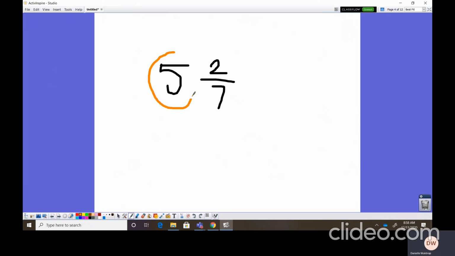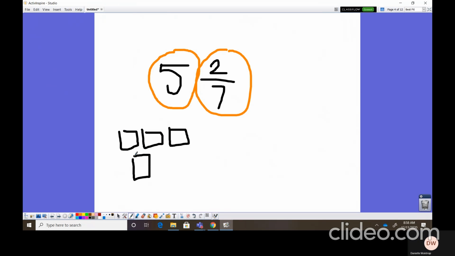Good. The whole number is the 5. What is your fraction? Good, 2/7. So if I wanted to draw this one real quick, I would draw 5 squares. So 1, 2, 3, 4, 5. And let me close these in so I can shape these in, hopefully. All right, so let's say I do 1, 2, 3, 4, 5.